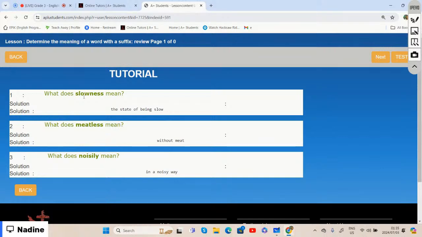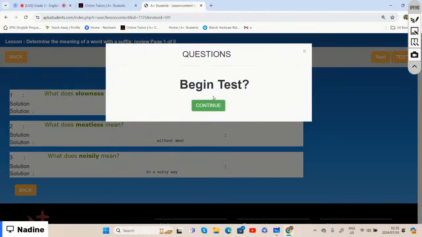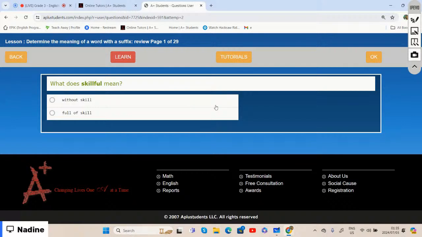We said less means without. So meatless means that it is without meat. Then we have noisily, right? And ly means in a way. So noisily means in a noisy way. All right, so now we are going to just do a review on the suffix, right? So skillful. Skillful means that it is without skill or full of skill. Skillful. Option one, without skill, or option two, it is full of skill.